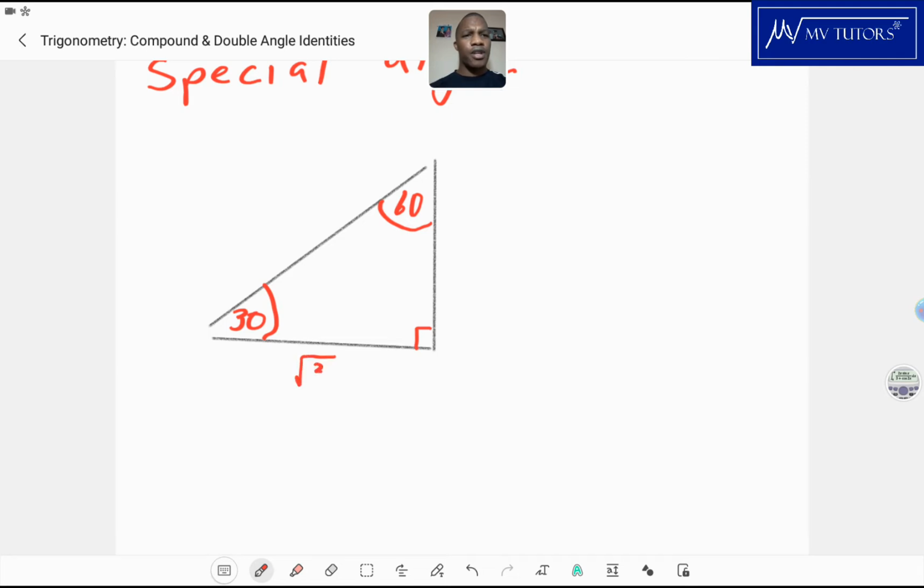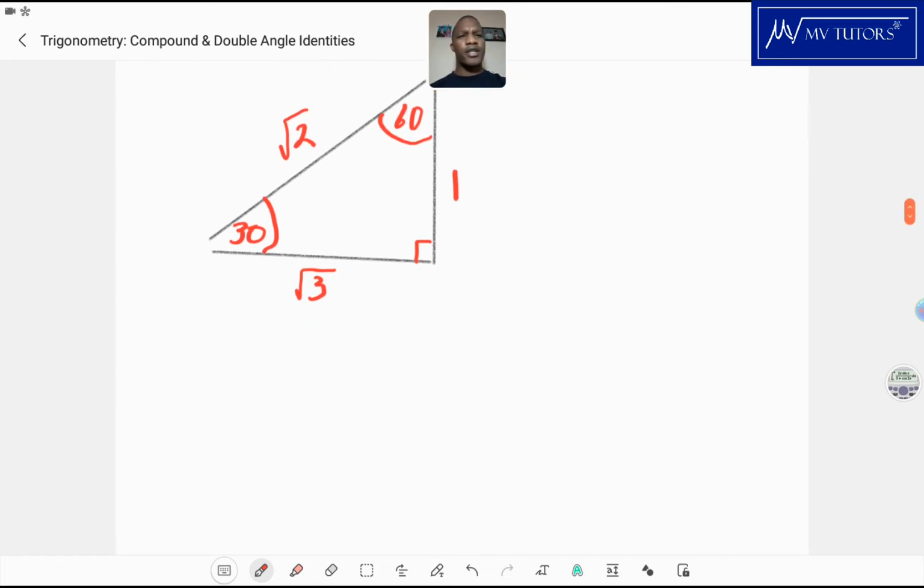All right, how I like to remember is that where you have 30 degrees, you have a square root of 3, a 3 and 3, a 30 and a 3. They go together because both of them have 3 in them. Then this is going to be 1, and then this is going to be the square root of 2. So you have 1, 2, 3. That's how you put them together.